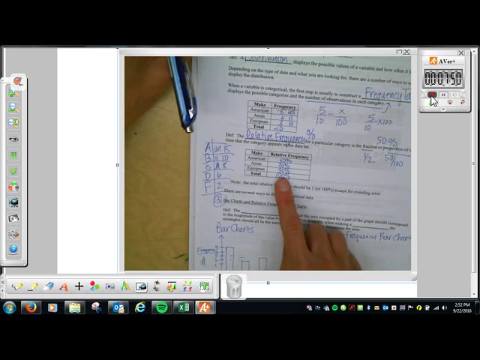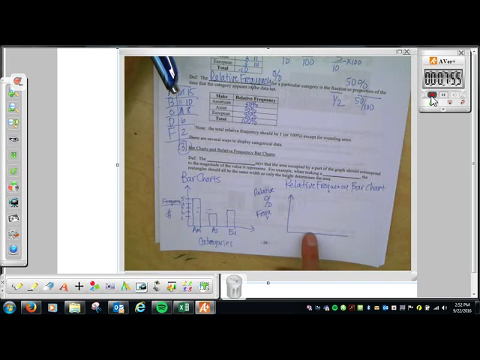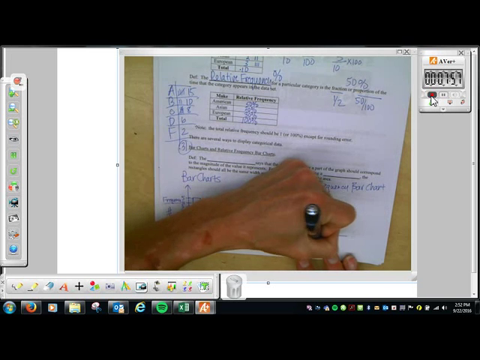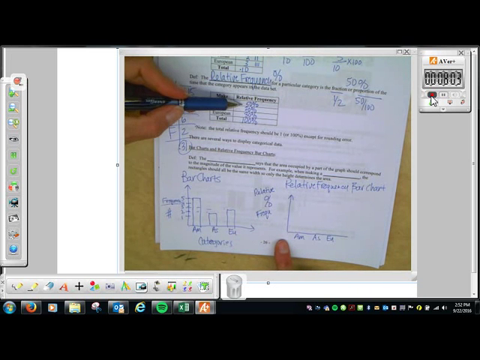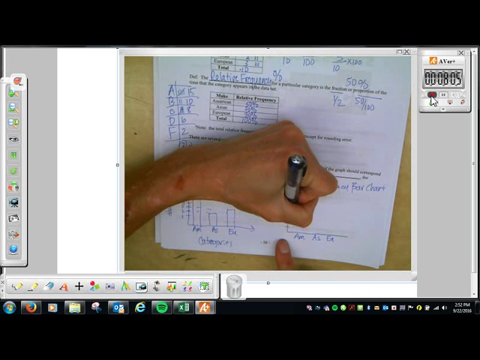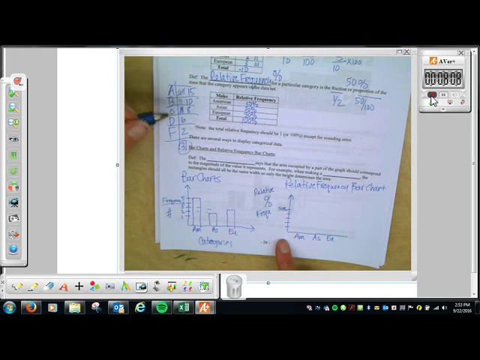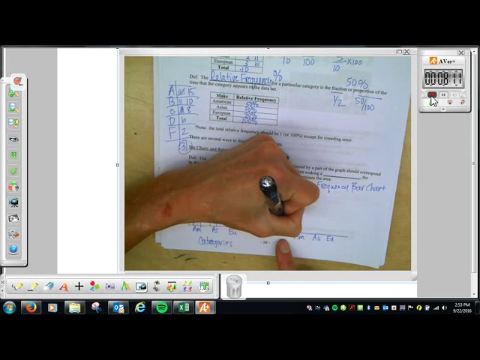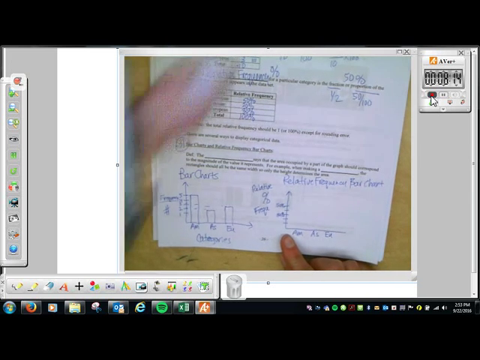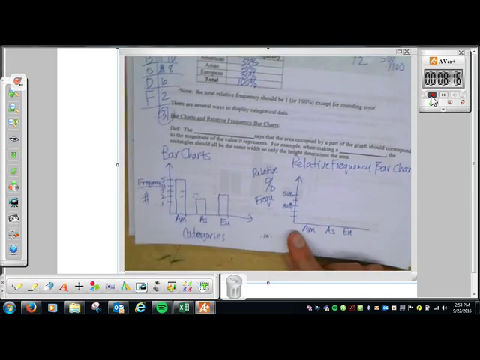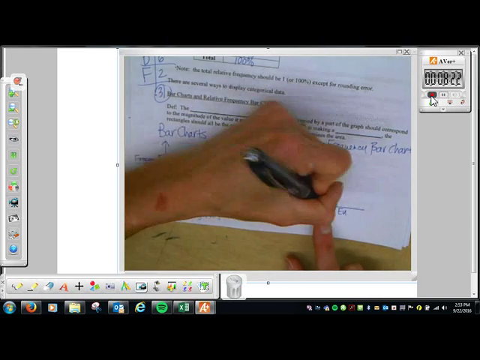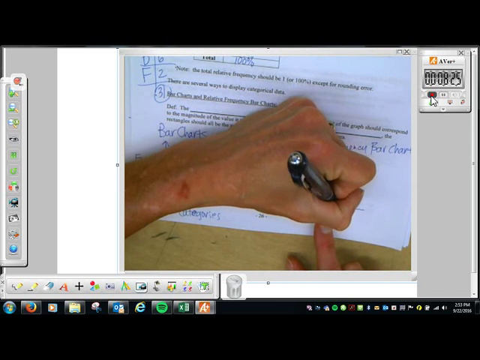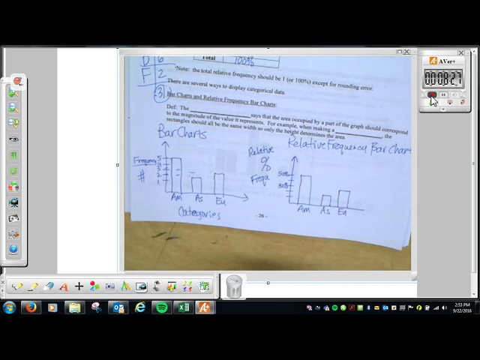If you have a relative frequency table where you've changed them to the percents, it's very easy to make this kind of bar chart. You have the same categories on the bottom, and then the only difference is you need to go up to 50%: 10, 20, 30, 40, 50%. These represent your percents. And now you're just going to say, well, the Americans go up to 50%, Asians go up to 20%, Europeans go up to 30%.